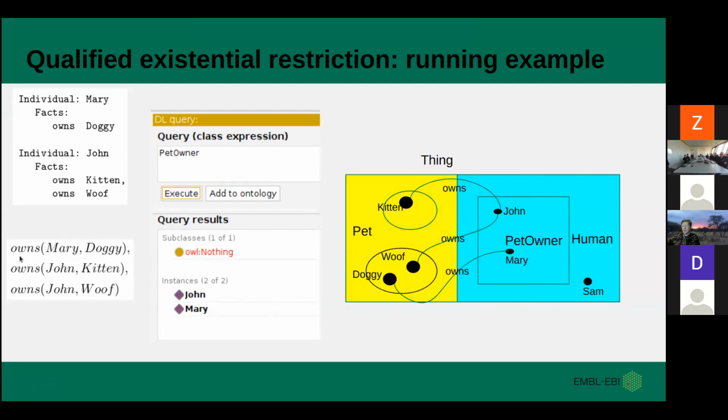Just again, what this looks like in description logic: owns Mary, Doggy; owns John, Kitten. And to James's question a bit earlier, the direction here makes a difference.